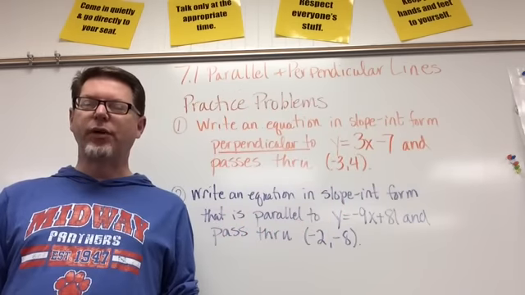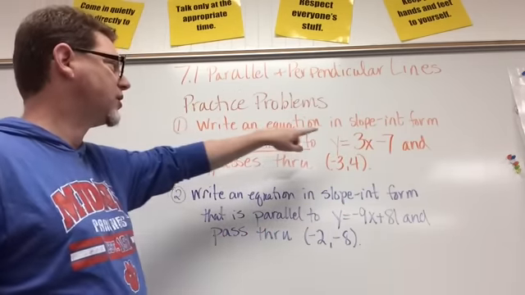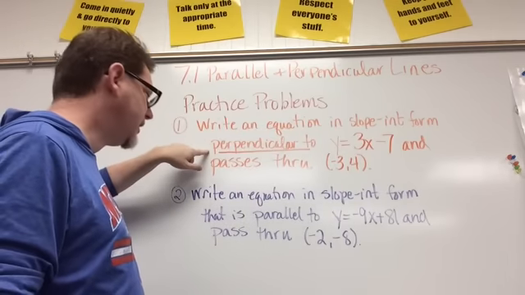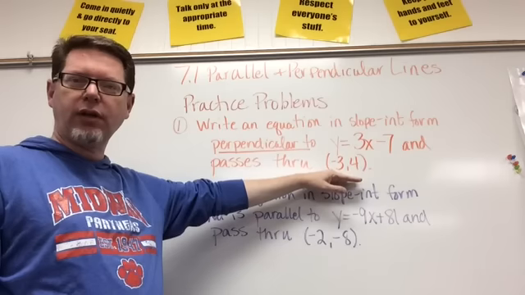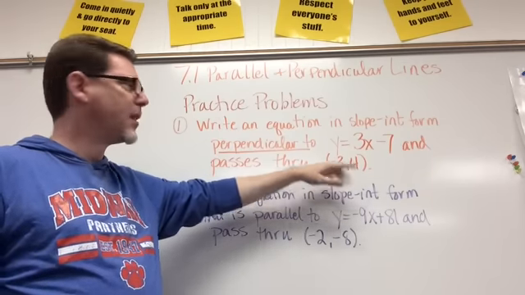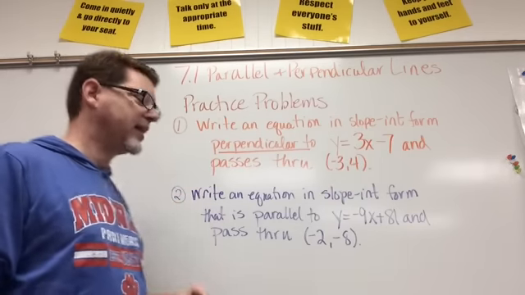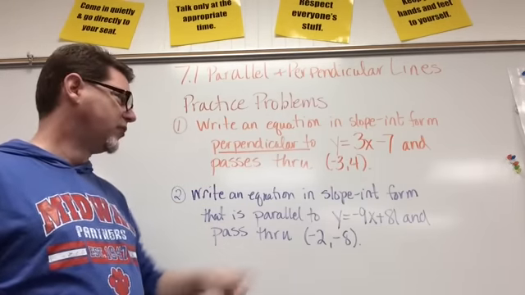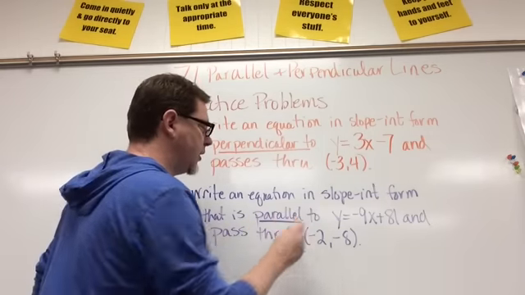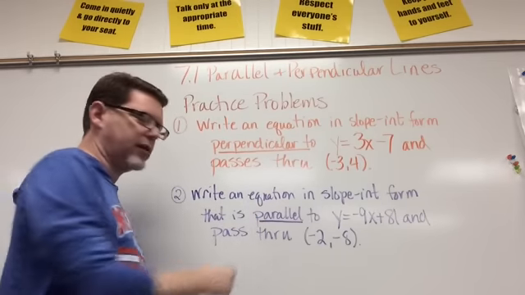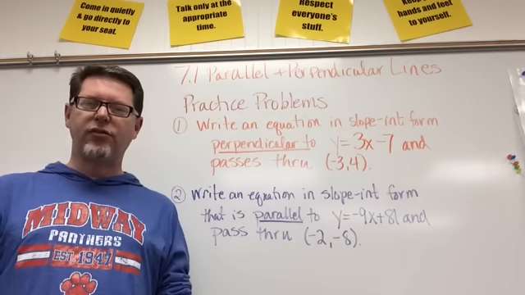And here are your 2 practice problems for this video. Number 1 says, write an equation in slope-intercept form that is perpendicular to y equals 3x minus 7 and passes through negative 3 comma 4. Perpendicular. Number 2 is write an equation in slope-intercept form that is parallel to y equals negative 9x plus 81 and passes through negative 2 comma negative 8. Again, parallel.